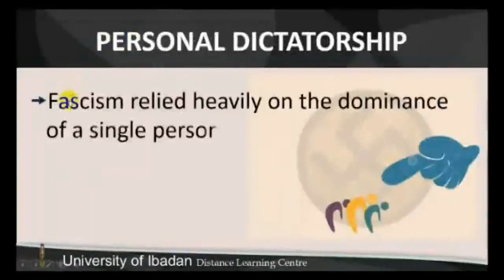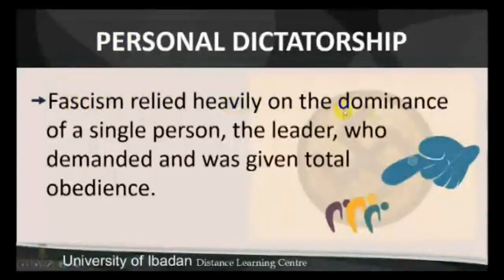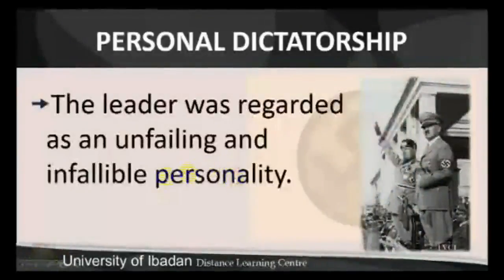Personal dictatorship. Fascism relied heavily on the dominance of a single person, the leader, who demanded and was given total obedience. The leader was regarded as an unfailing and infallible personality. All forms of propaganda and falsehood were used to increase the popularity of the leader. In Italy, the slogan was "Mussolini is always right." In Germany, it was "Hail Hitler."